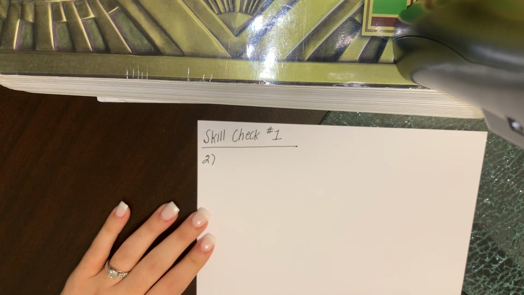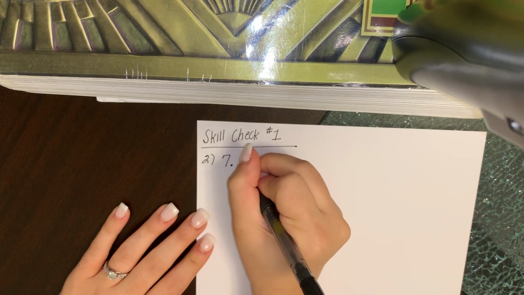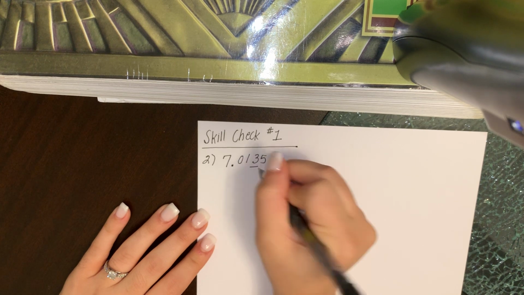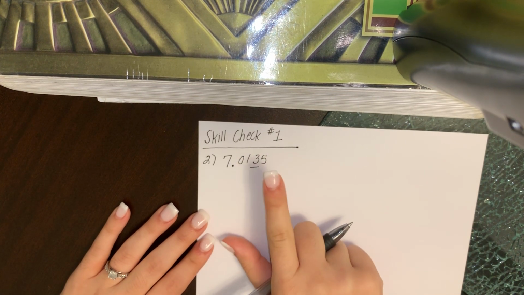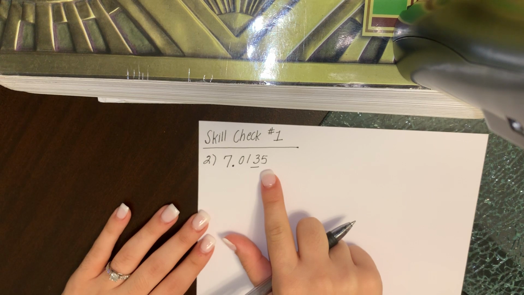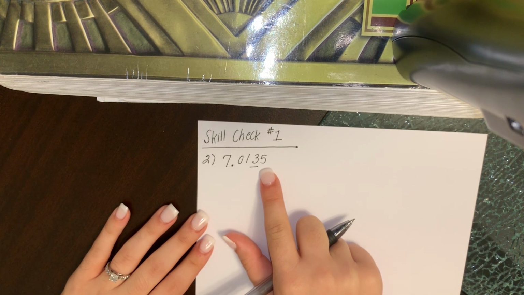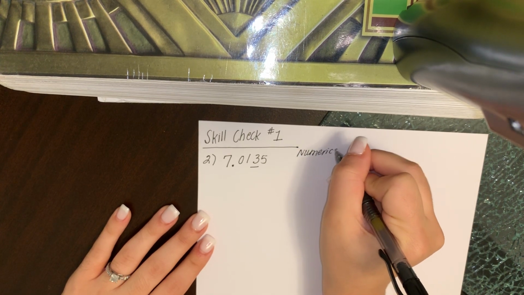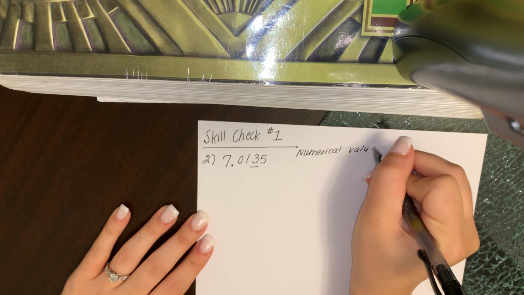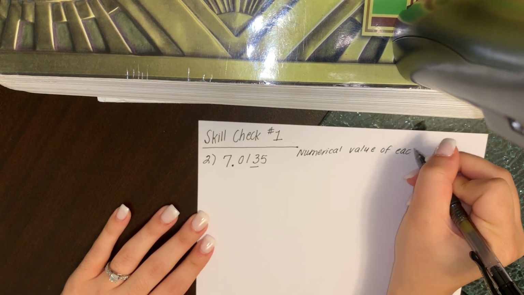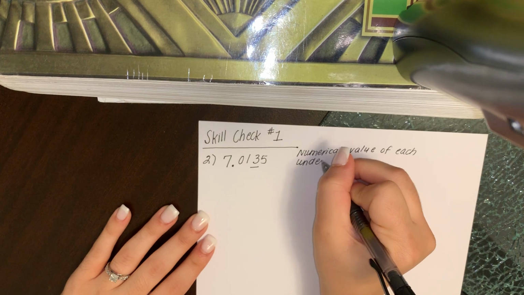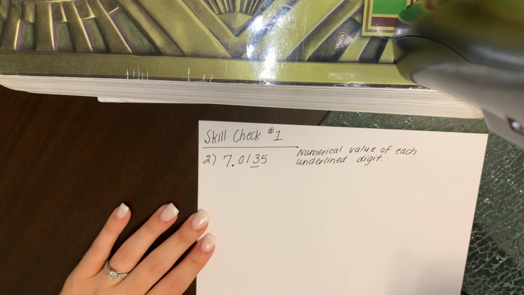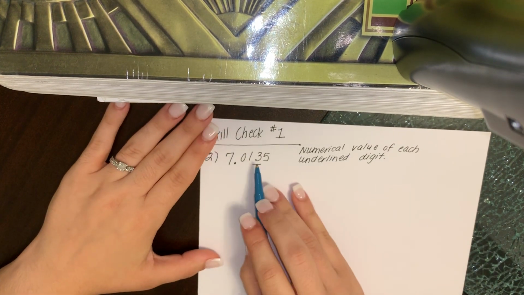So number 2 says this. It says 7.0135, and there's an underlined part. Now you're going to see questions very similar to this. And the directions here, according to my book, and according to your notes, it says write the numerical value of each underlined digit. And the digit that's underlined here is a 3.